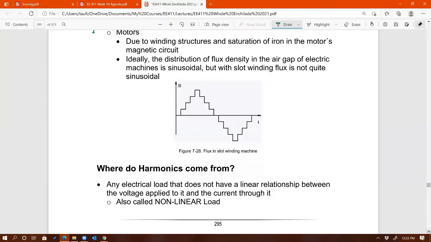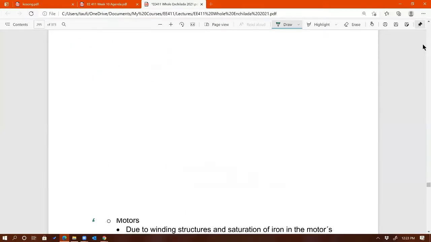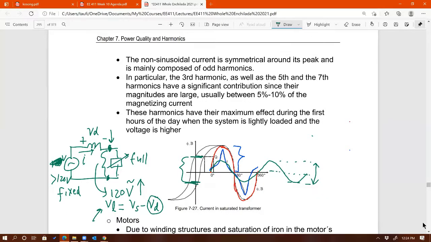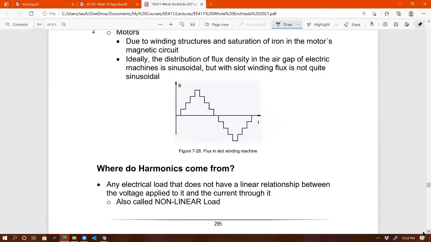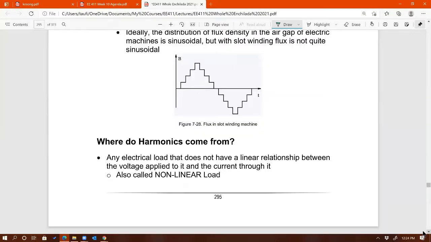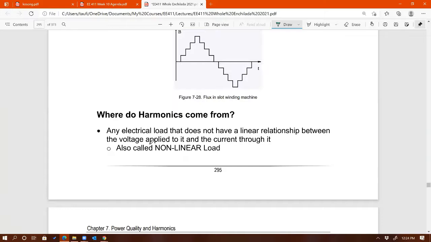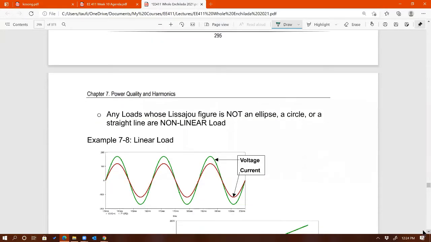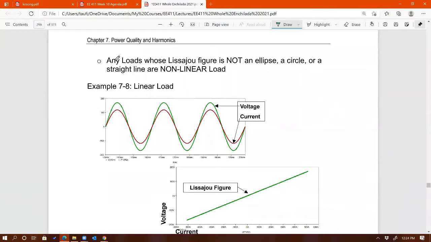Any questions so far? I think I mentioned three different sources: power electronic circuits, transformers, and motors. Those are the three different types of equipment that could put out harmonics. Where do harmonics come from? In general, any electrical load that does not have a linear relationship between the voltage applied to it and the current through it is called a nonlinear load. So any nonlinear load would draw harmonic current.